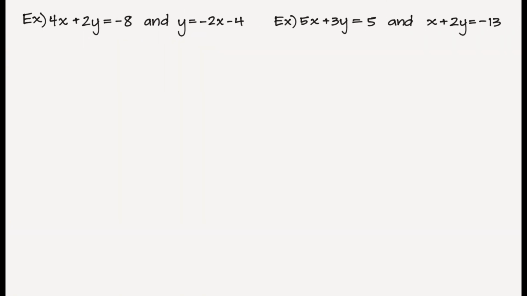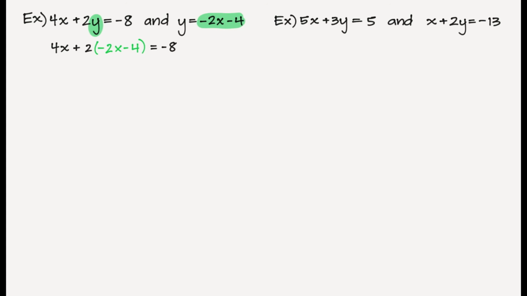All right, let's look at our last two examples. I have one that is already equal to y, so I'm going to replace it in my first equation. So that's 2 times (negative 2x minus 4) is equal to negative 8. And now I'm going to use the distributive property, so that's negative 4x minus 8 is equal to negative 8. When I combine like terms, 4x minus 4x is 0. So I'm left with negative 8 equals negative 8.